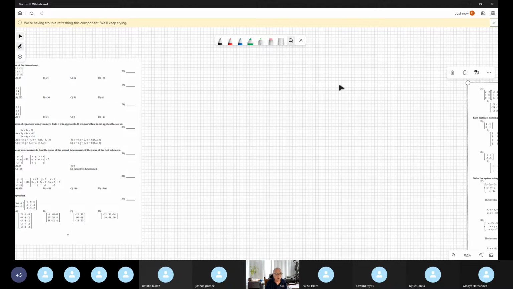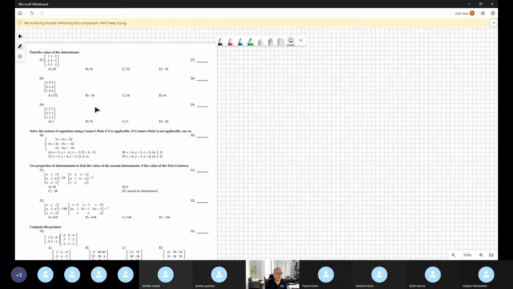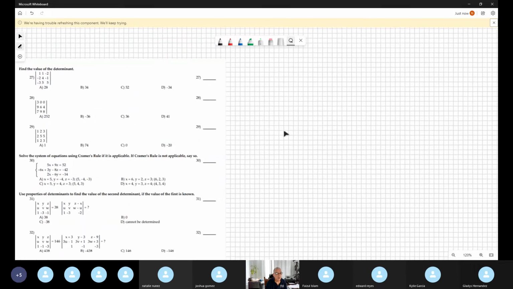Okay. Let's do exercises 28 and 29. 28 is the matrix 3, 0, 0, 9, 6, 4, 7, 9, 8, and we need to compute this determinant.